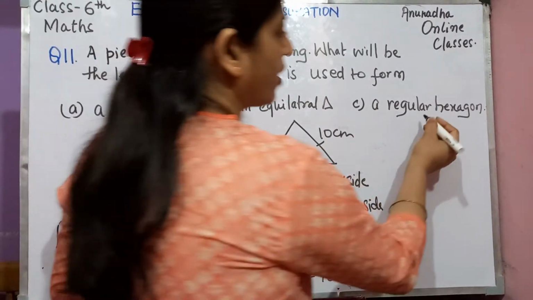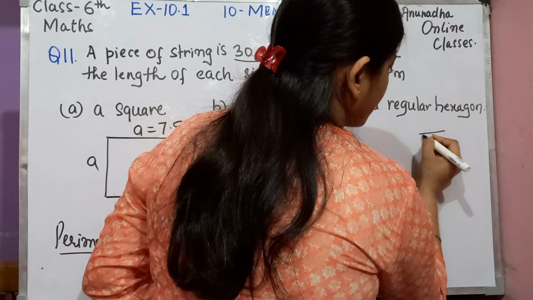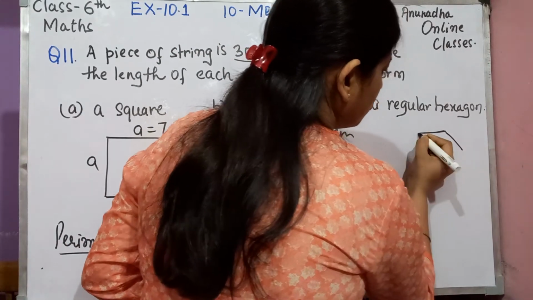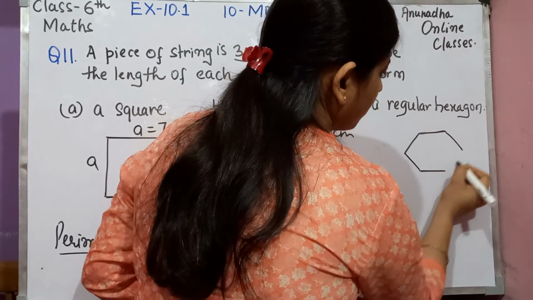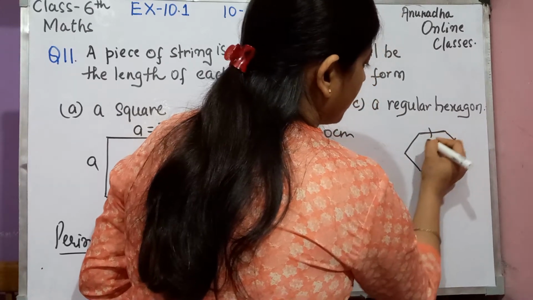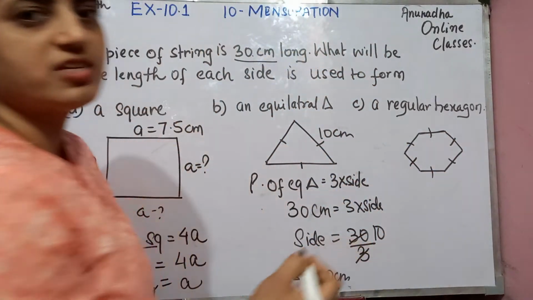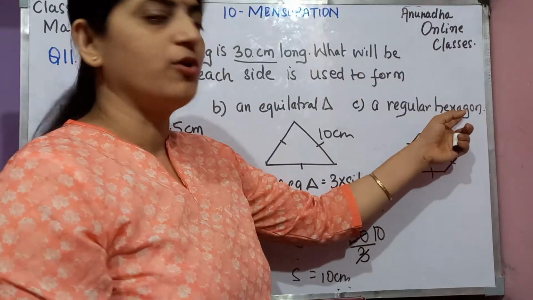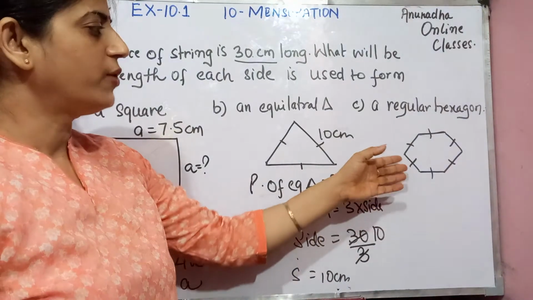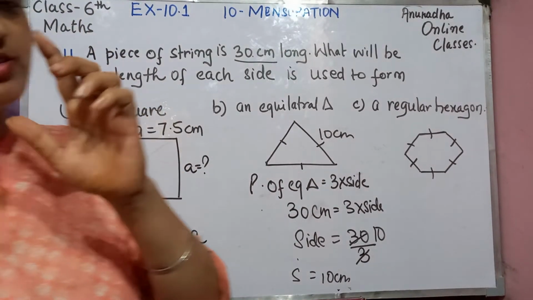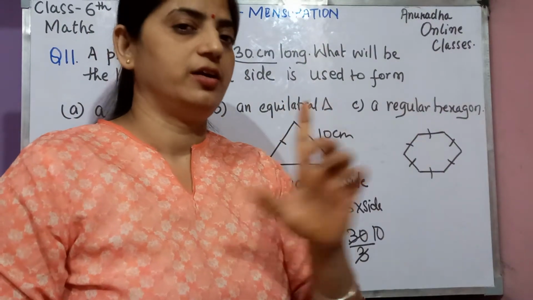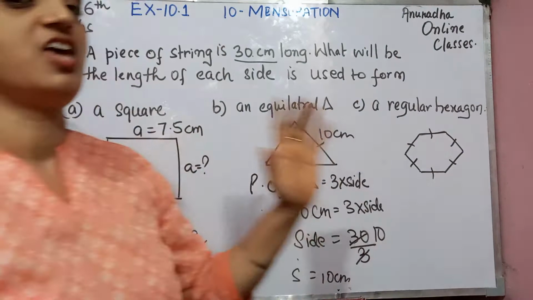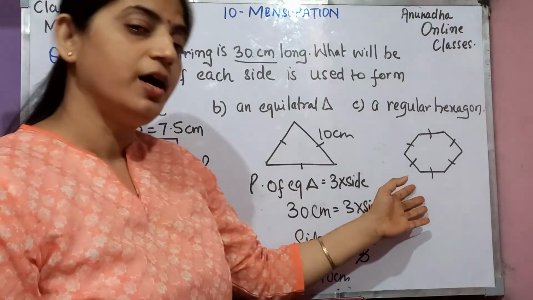Now, let us come to regular hexagon. Hexagon means 6 side. 1, 2, 3, 4, 5 and 6. All the sides are equal. In all the sides equal, that is regular hexagon. Regular hexagon means 6-sided, equal-sided figure. Okay, 6 equal-sided polygon is regular hexagon.